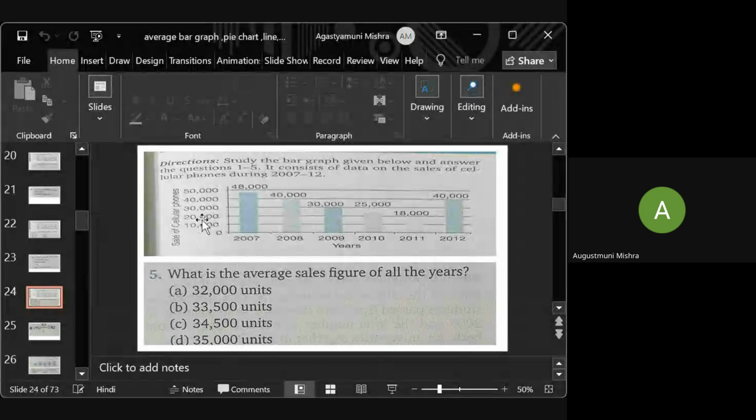All the questions are related to the single bar graph only. These are all the same graph, but the questions are different. So that will be the pattern. Okay, I'm just going to change this slide so you can see your answer. You can check your answer.